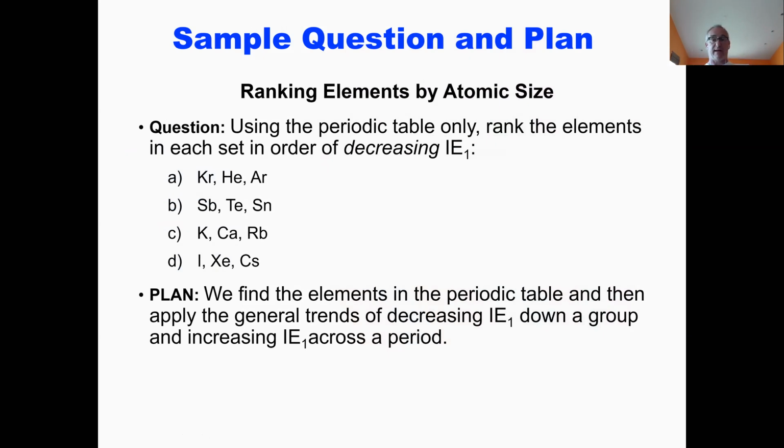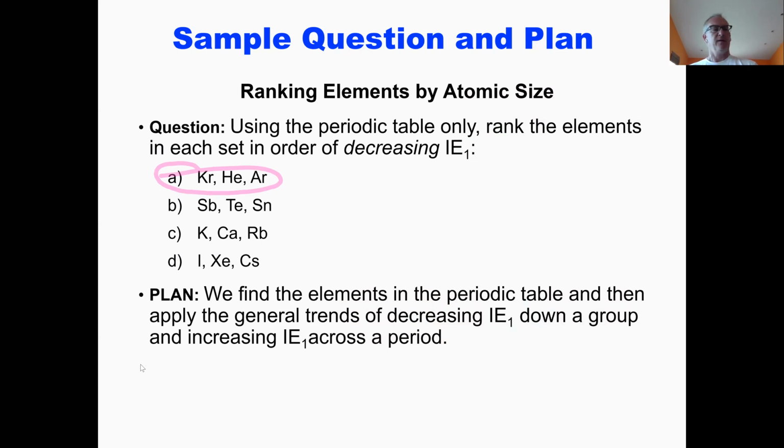So another quick quiz. Just have a look at your periodic table, and then which ones do you think have the highest ionization energy going to the lowest? Think: are they in the same group? Are they in the same period? Or are they in different groups and periods? So here we have krypton, helium, and argon. I suspect those are in the same group.